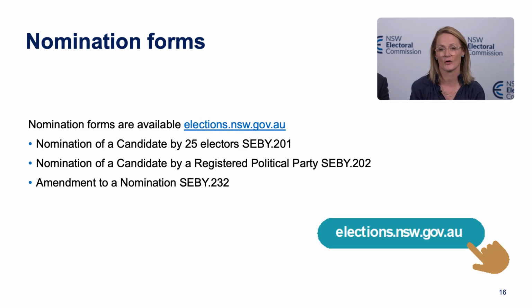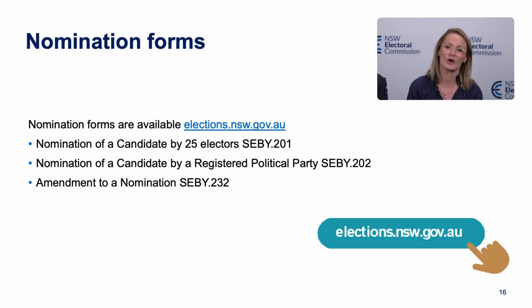Nomination forms for the state by-election will be available on the New South Wales Electoral Commission's website. There's a nomination form in the instance you are being nominated by 25 electors, or a nomination form for a candidate nominated by a registered political party. Each nomination form contains 4 sections: your candidate details, your nominator details, your nomination deposit return, and the Child Protection Declaration.